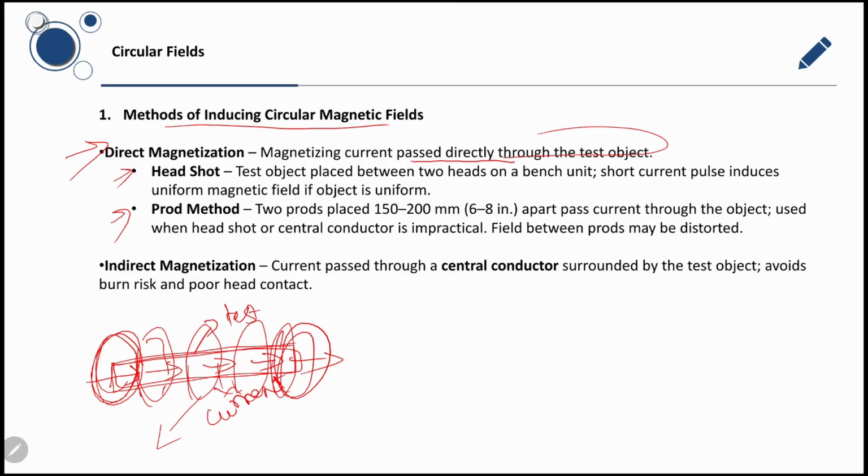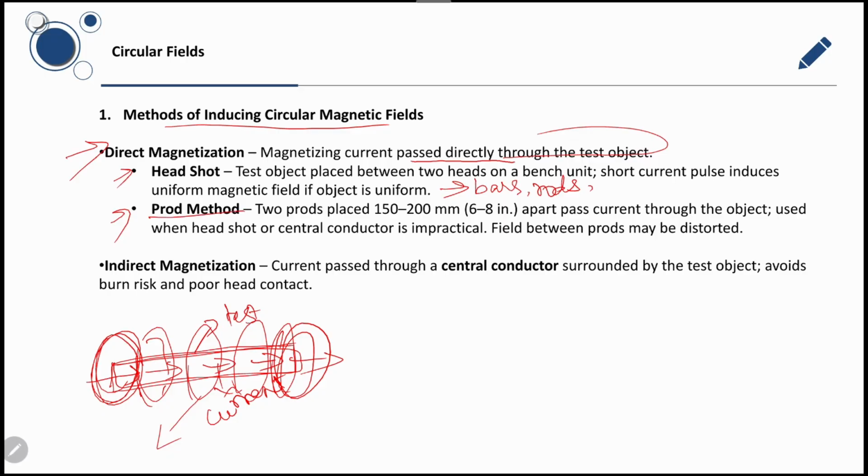Works best when the test object is uniform in cross section. Risk of arcing or burns if the contact is not clean. So the circular magnetic field is generated around the current path inside the material. It produces a strong and uniform magnetic field if the path is uniform in diameter. So it is well suited for bars, rods, shafts and other symmetrical parts.